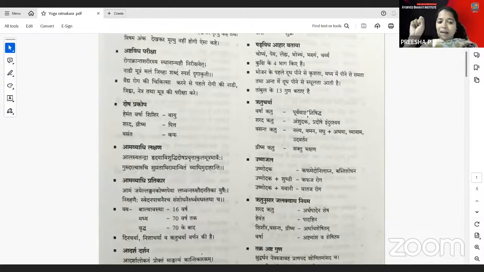These questions can be asked. If we have the option of 50 years for Madhya Vaya, we will surely go for 50 years, there is no doubt there. But you can also consider that the Madhya Vaya for Yoga Ratnakara is 70 years there.